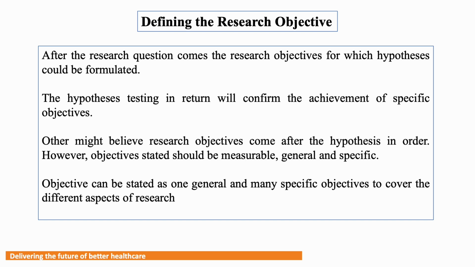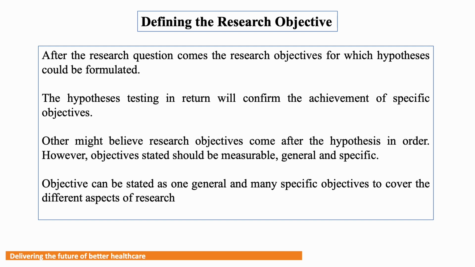A third step towards doing a research would be defining the research objective. After the research question comes the research objective, for which a hypothesis could be formulated. And this research objective also serves to design your title. A title should be reflective of the research objective. The hypothesis testing in return will confirm the achievements of the specific objective.